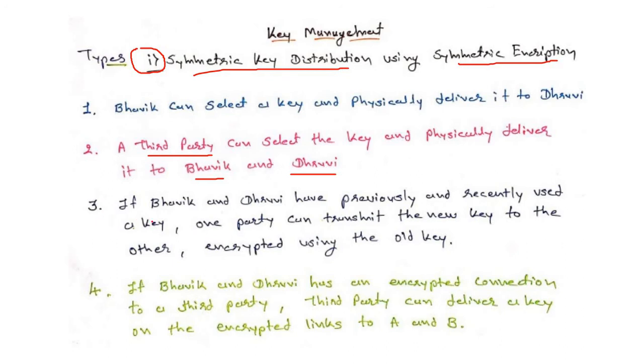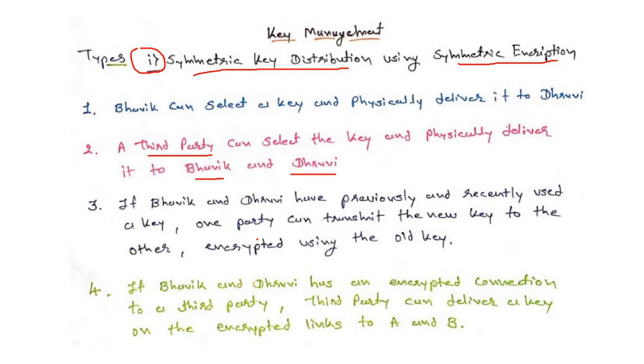Third case, if Bhavik and Dhruvi have previously and recently used a key, one party can transmit the new key to the other and encrypt it using the old key. Yes, that is the concept. We are generally using the duplicate key. Suppose we are 5 members at home. So if we have one original key, we generate 4 duplicate keys for the remaining 4 members, and we share the keys with everyone. So that is our third case.